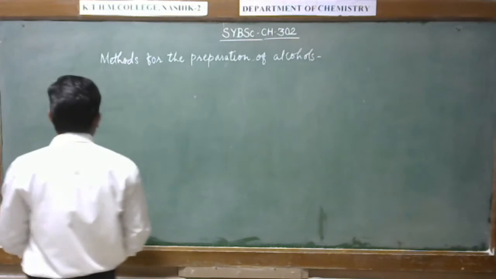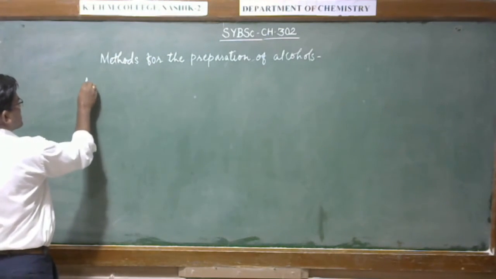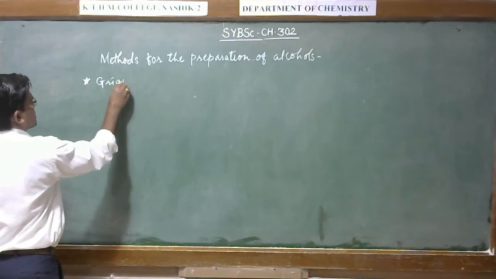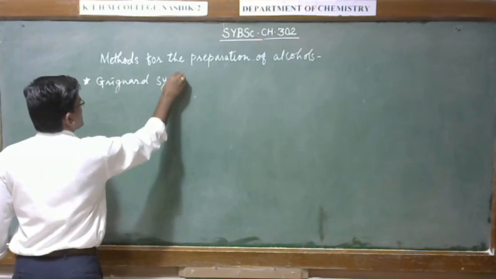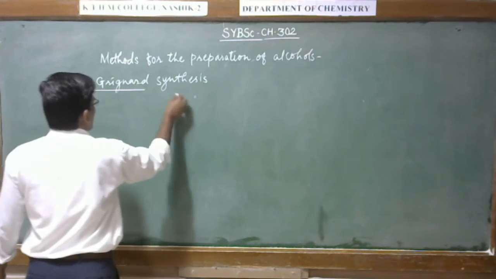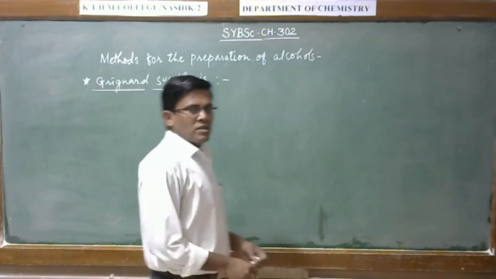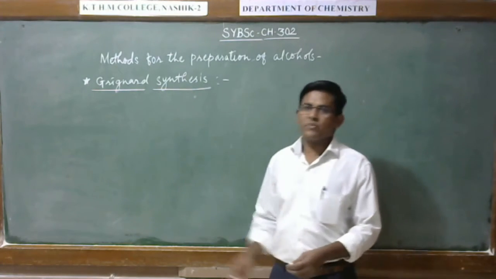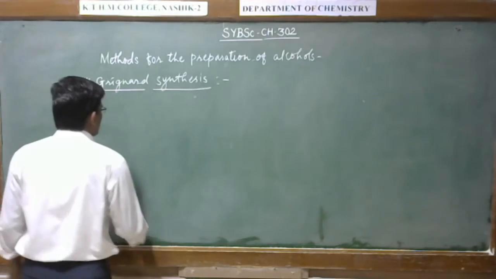So there are three main methods for the preparation. First one is Grignard synthesis, which involves the Grignard reagent. This is one of the most important methods for the preparation of alcohols.